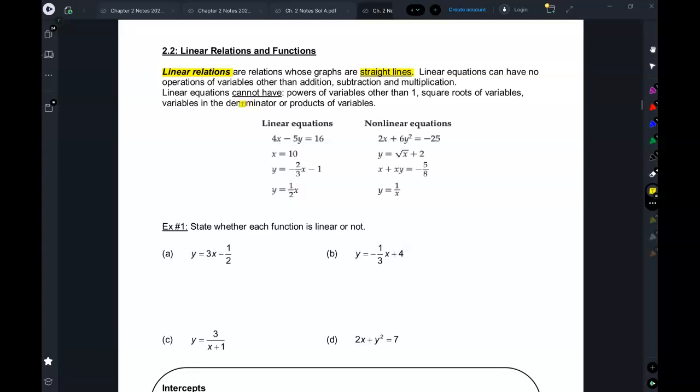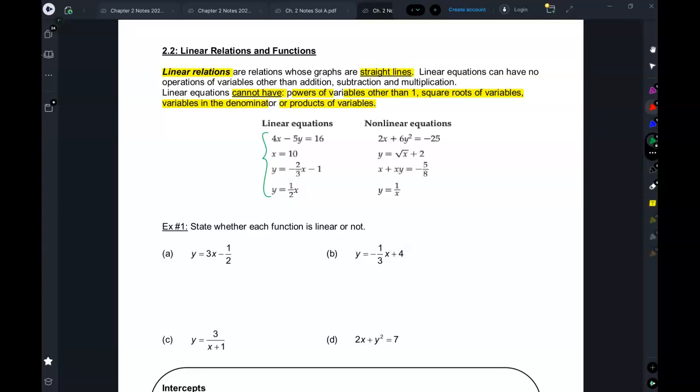So this is what they cannot have. No powers of the variables other than one, no square roots of variables, no variables in the denominator, no products of variables, right? So all of these here in the first column are linear equations. Look at the variables. In each of them, you have x to the 1, y to the 1, right? That's all. You don't have any exponents for the variables other than 1. You don't have any variables in the denominator. You don't have any variables multiplied with each other. So these are all linear relations or equations.